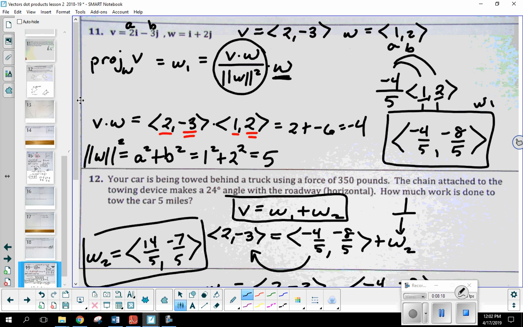So this one right here, that's part A. This one right here was part B. Those are the two answers for 11.